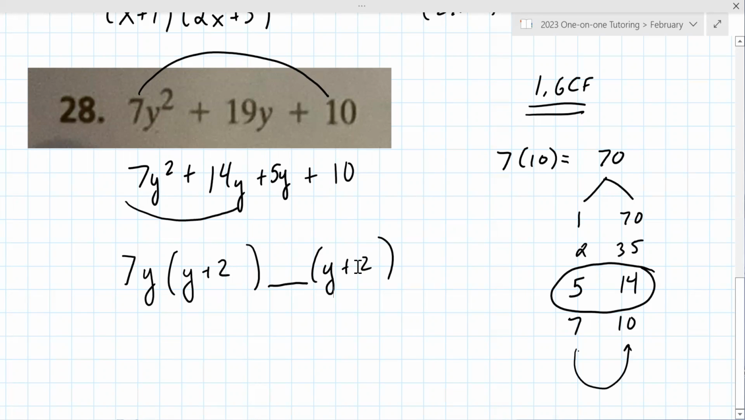Probably a good idea to focus on the constant. 5. Okay, plus 5. And you want to write the operator there too. So this becomes y plus 2 times 7y plus 5. Any questions? Starting to make sense.